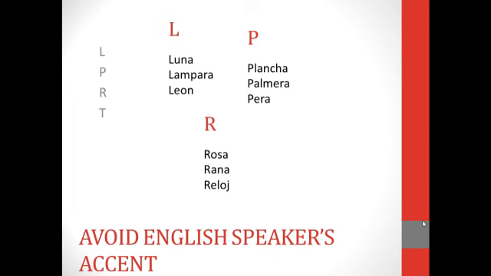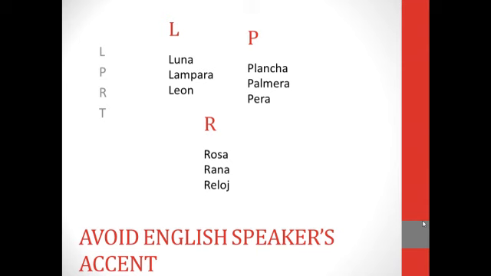Very different. For example, Spanish speakers who try to speak in English, like me, sometimes make mistakes and say, for example, butter instead of butter. So here you have to pronounce R. It has to be like a car. How it sounds like R. Okay? R. R. So we have these words: rosa, rana, reloj.